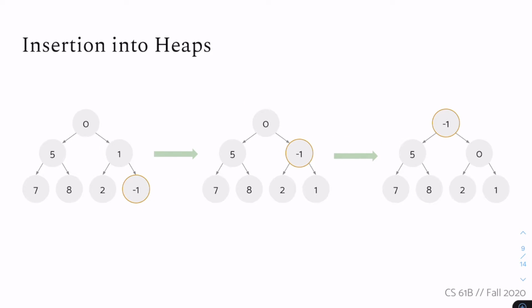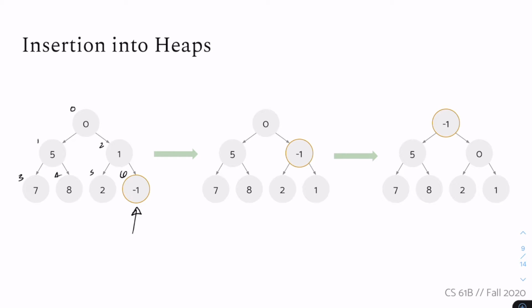Insertion into heaps is a little interesting, so we'll go over it real quick. When you insert into a heap, you always add it to the next empty slot. If you're viewing this in array form, it'd be like 0, 1, 2, 3, 4, 5, and then you'd insert it into the 6th spot in the array.